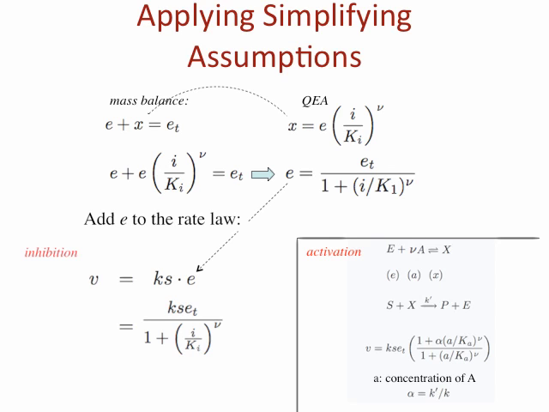I see now, looking at this slide, the reaction shown here is incorrect. S plus X is converted to P plus X, not E, with a rate constant of K prime. In any event, this is the Hill rate law shown on the bottom left for inhibition, and the Hill rate law for activation is shown on the bottom right.